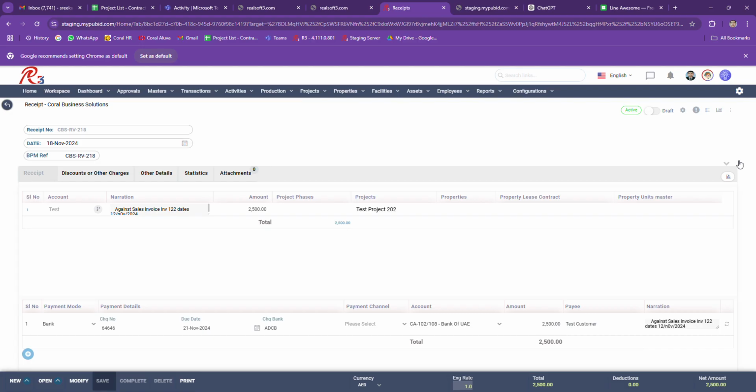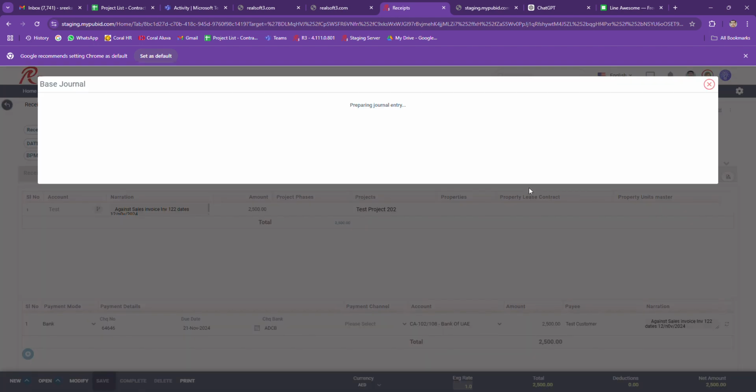What happened when we received this? We entered the receipt entry. What happened in our system? That we get using this base journal entry. You can see in any entry which is related to accounts, there you can see a base journal entry. That is a very important thing. Whenever you check something, you have to check this base journal entry.